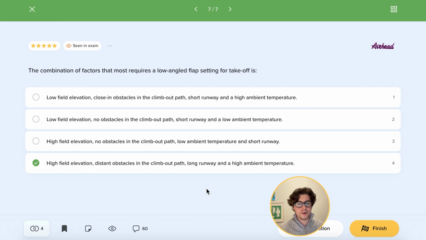So always remember for the questions that low flaps, long runway will help you answer most of the questions.